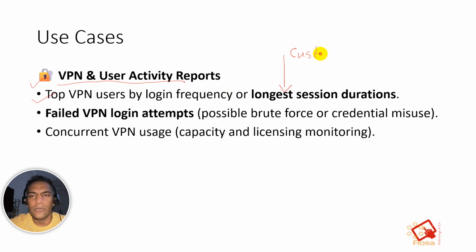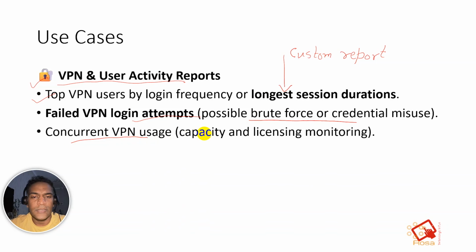You can create your own dataset, and there are also default datasets or default reports available for many of these use cases. I'm giving you some examples of use cases for custom reports or custom datasets, and there can be many more depending on your requirement. You want to get the failed VPN login attempts. You can simply generate a report from FortiAnalyzer and you can get this, possibly brute force or credential misuse.